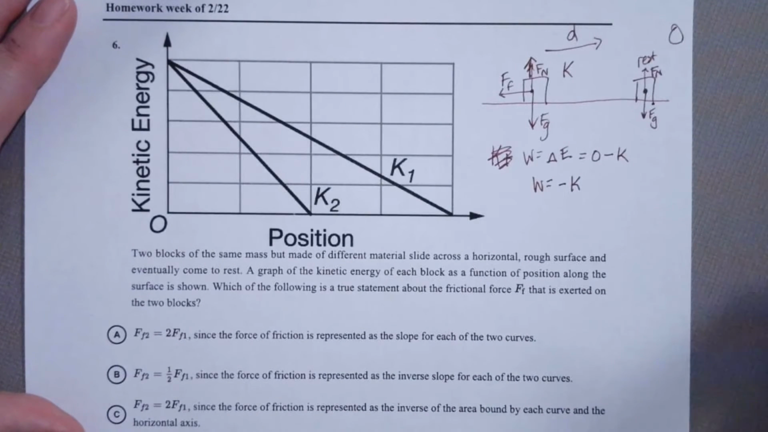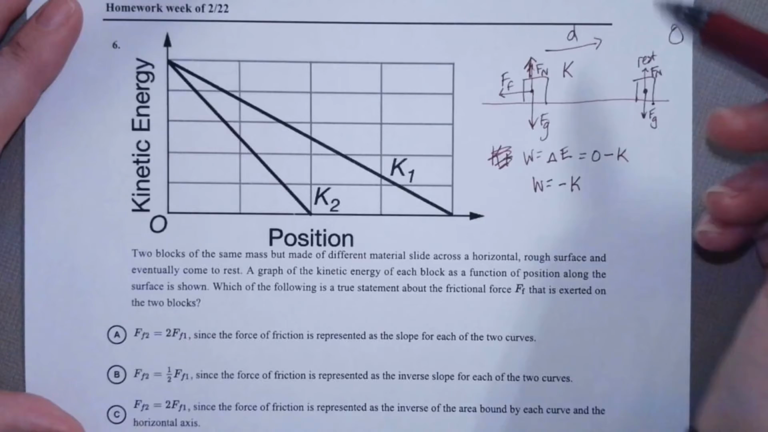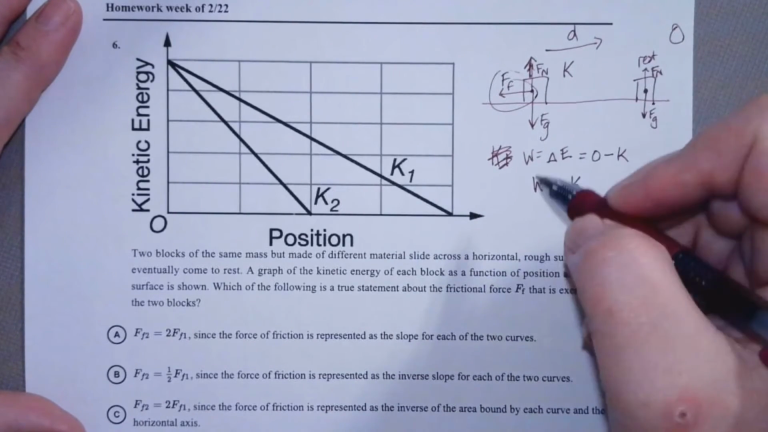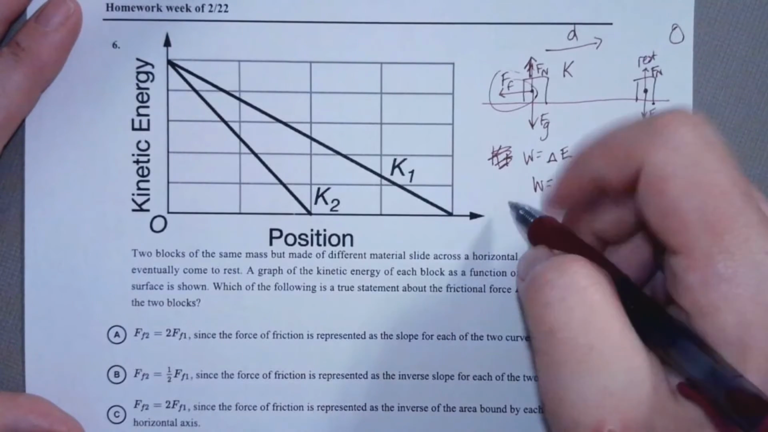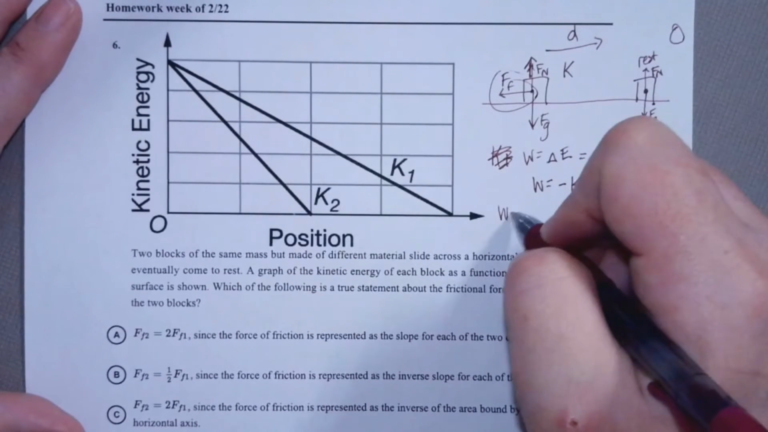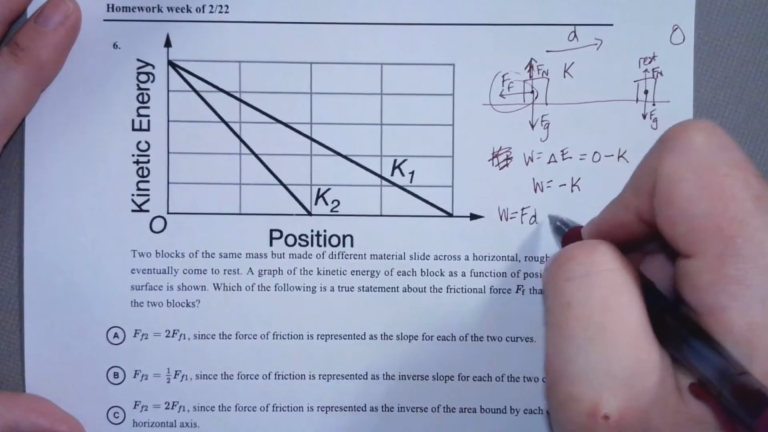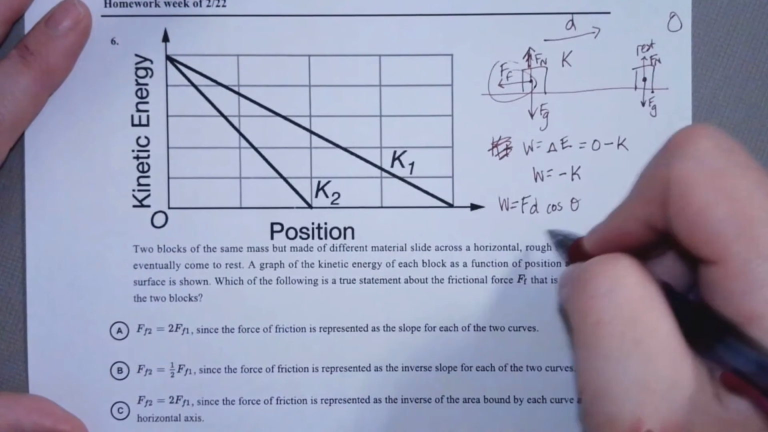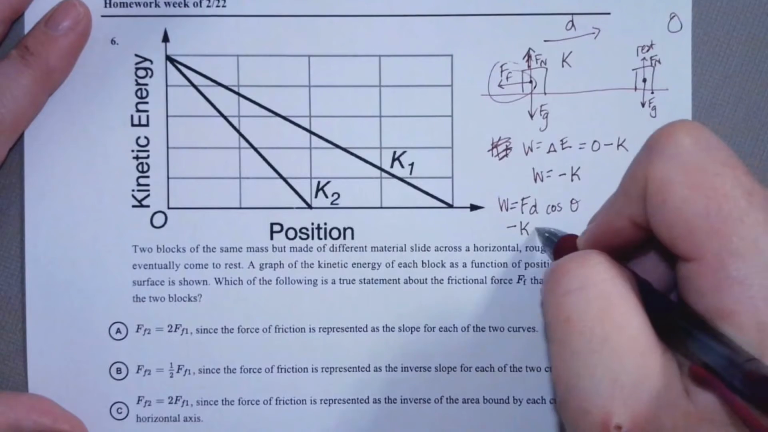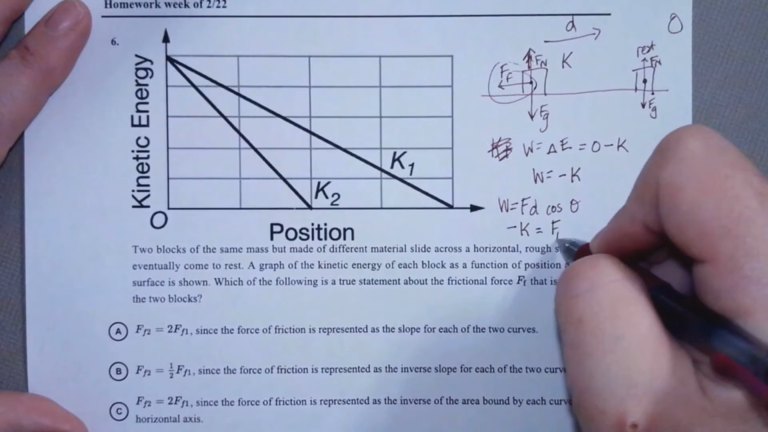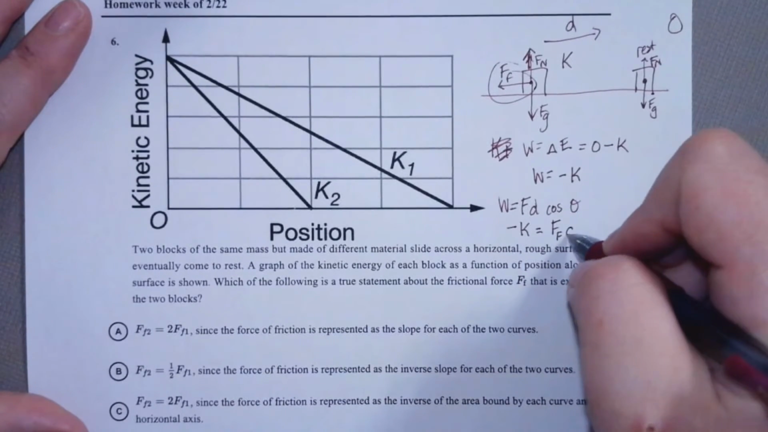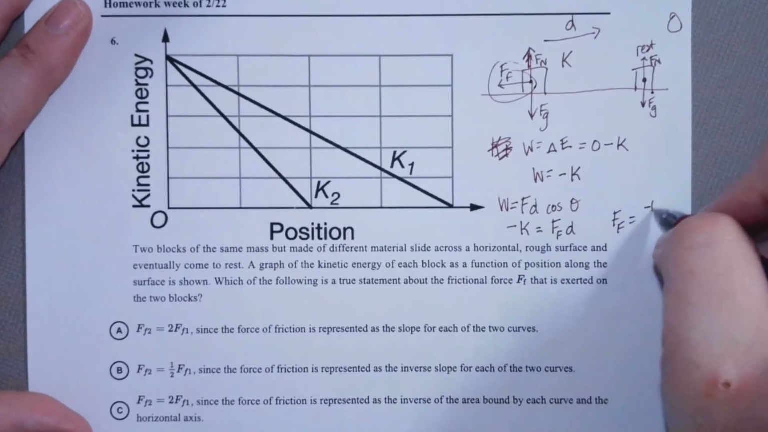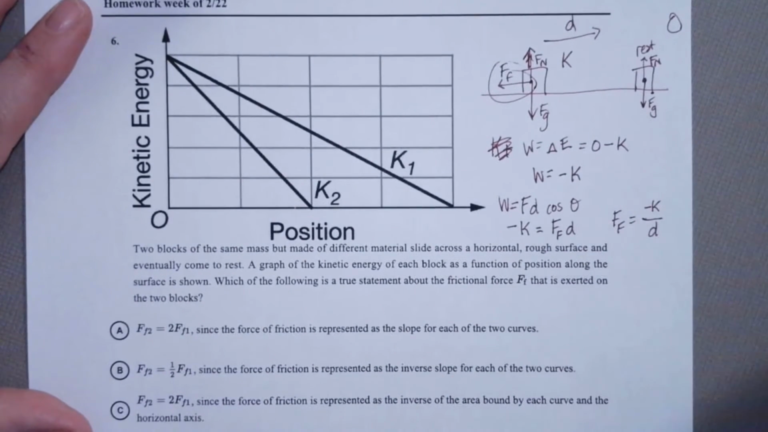You might be like, how does that help us? Well, if we look at what's doing work, force of friction is doing work. That's the only thing that's doing work. So our work, which is equal to F d cosine theta, which is just force of friction. So our work, our negative K, is equal to the force of friction times displacement. So our force of friction is equal to negative K times displacement.